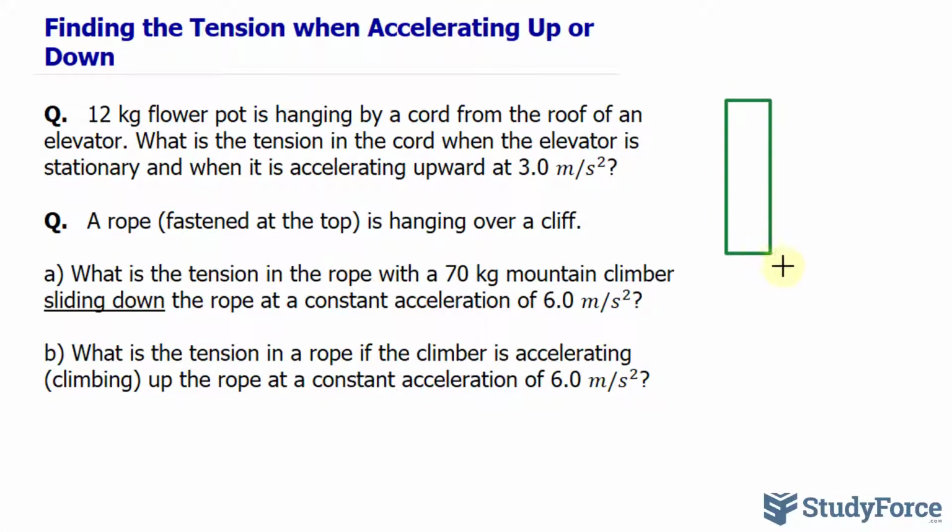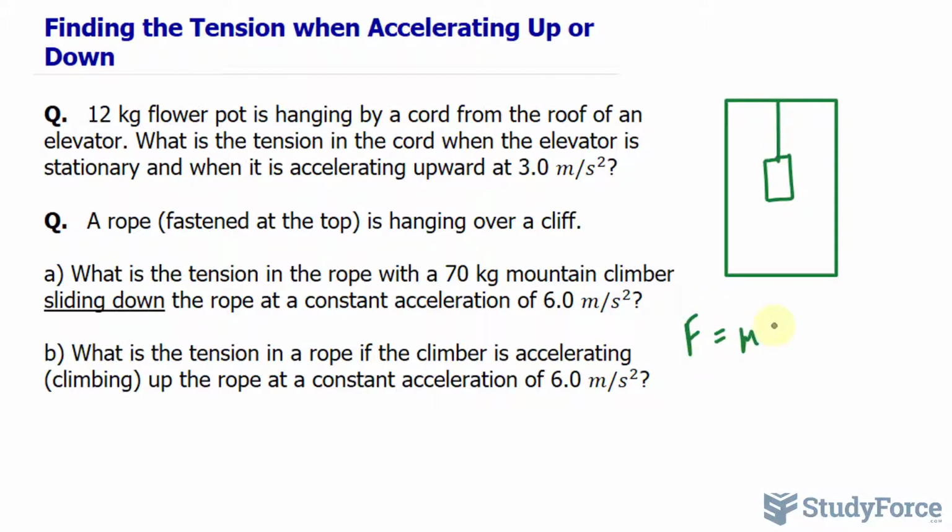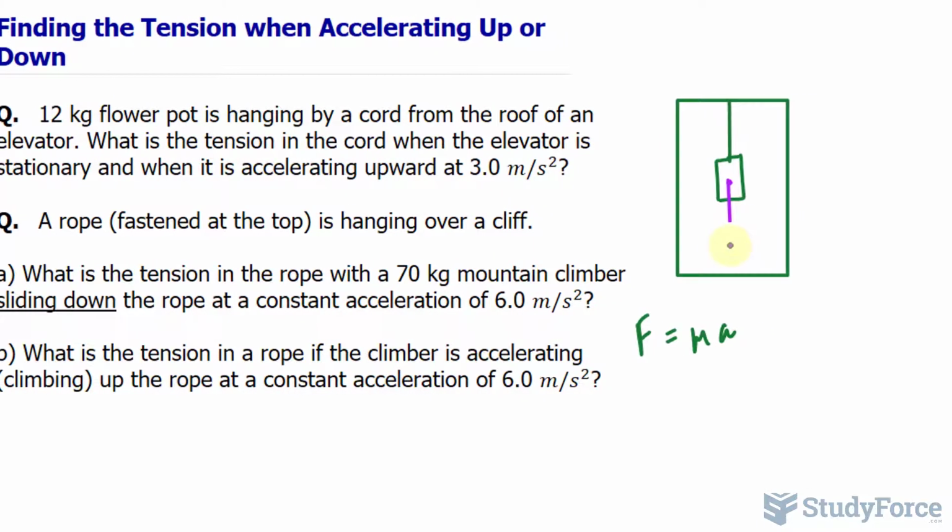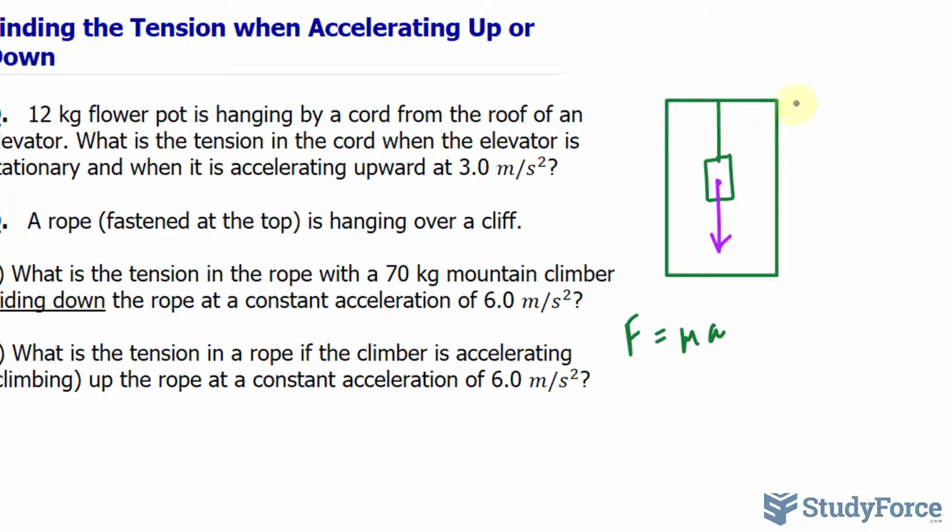So this rectangle represents the elevator, and hanging from the middle is a flower pot. Newton's second law says that if we take the mass and multiply it by the acceleration, we get the total force. What are the forces acting on this flower pot? There is the force due to gravity, which can be represented again using F equals m times a, where a is the acceleration due to gravity, so I'll just replace it with a g.